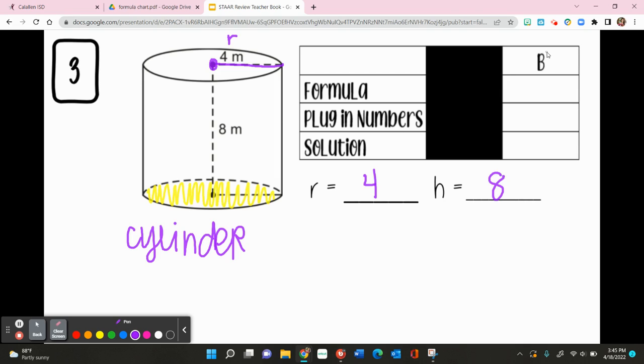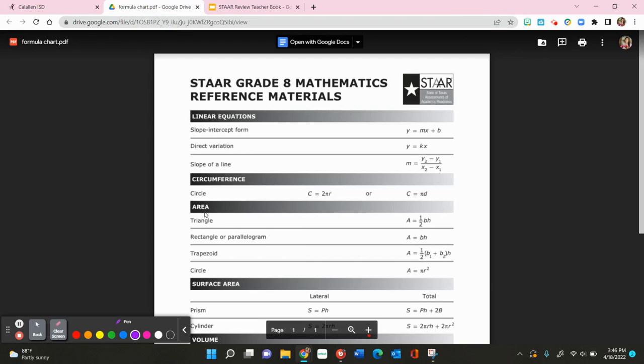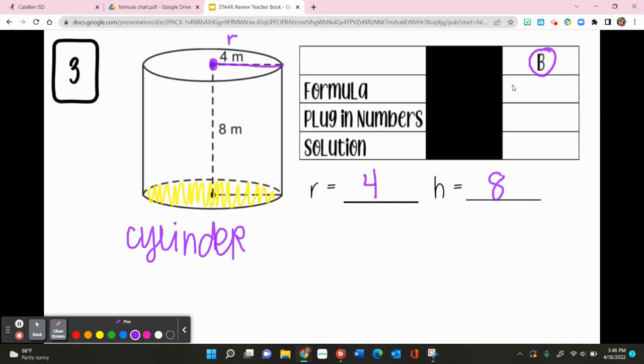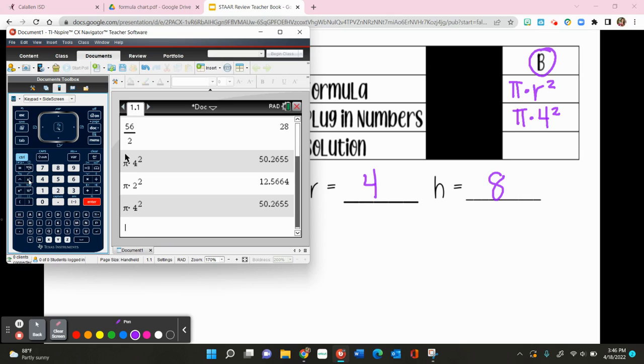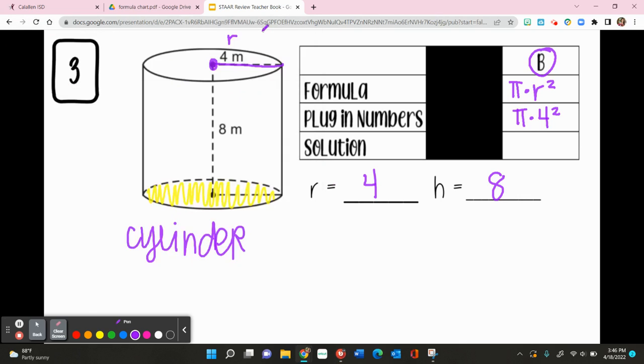So now in the table, it is only asking me to find the area of our base. So since my base shape is a circle, if I go over to the formula chart, the formula for area of a circle is pi times r squared. And then I'm going to plug in my numbers. So pi times the radius, which is 4 squared. Now to find the solution, pi times 4 squared gives us 50.26, which we can round to 50.3.